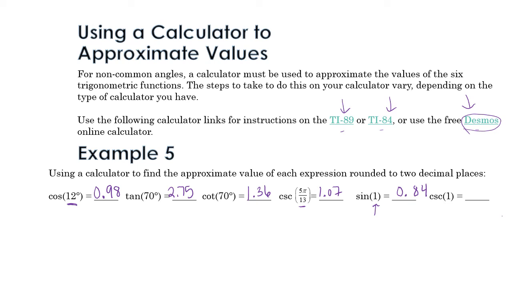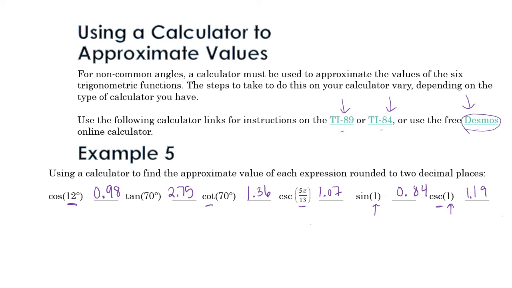And then again, make sure that when you're putting this in, you remember that that is a radian. So this ends up giving us 1.19. A lot of calculators and even Desmos don't have these reciprocal functions as functions that you can use.